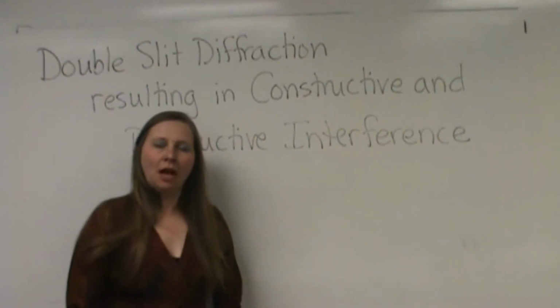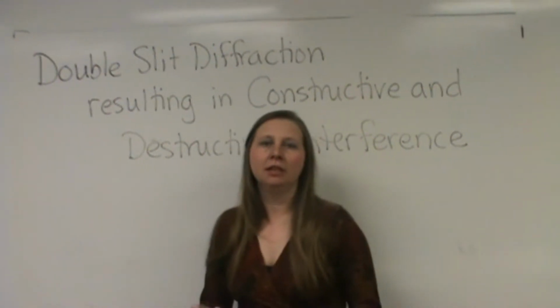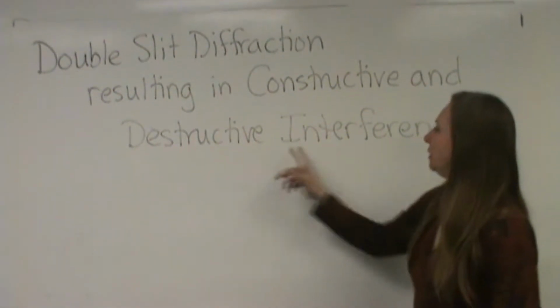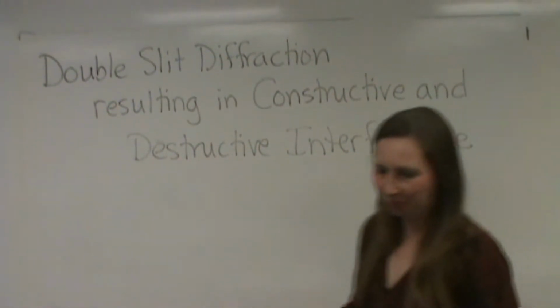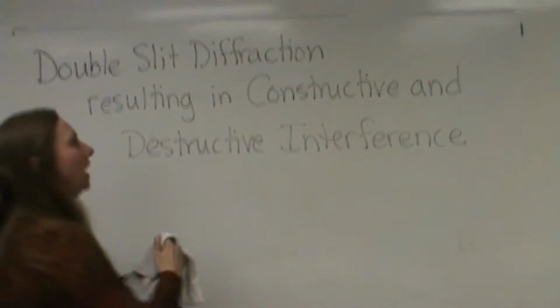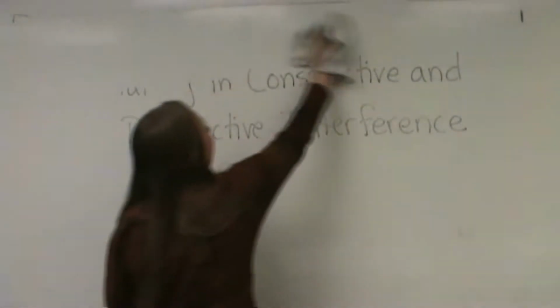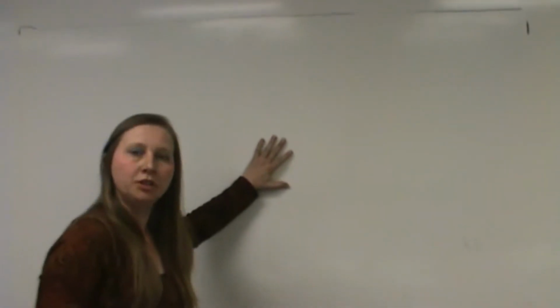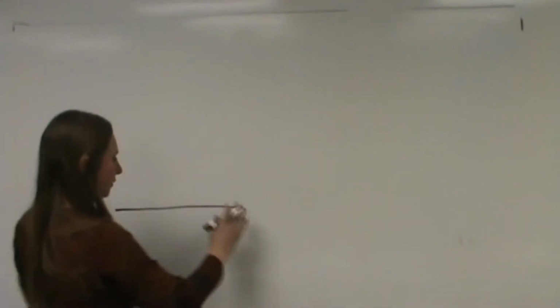In this section, I'll be talking about double slit diffraction and how that causes both constructive and destructive interference. So we're going to need a very nice, very large and very clear diagram of double slit diffraction so that you can easily see the places where constructive interference occurs and the places where destructive interference occurs. So let's start again with a nice large diagram of double slit diffraction.